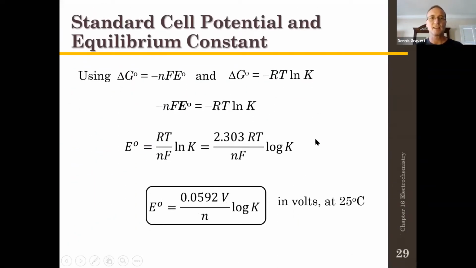All right, another thing here. We just used that equation, delta G equals negative NFE. And back in the previous unit, we also connected the equilibrium constant to the free energy change with this equation: negative RT natural log of the equilibrium constant can also calculate the free energy. So let's make them equal to each other, and you get this equation.